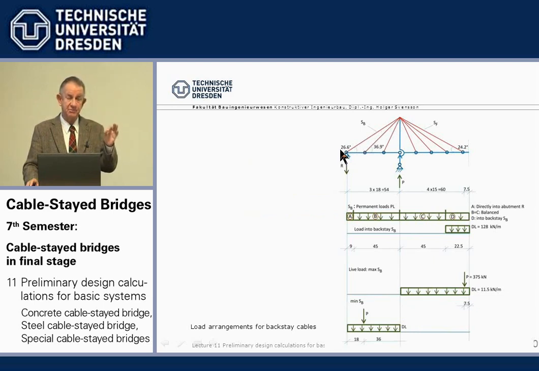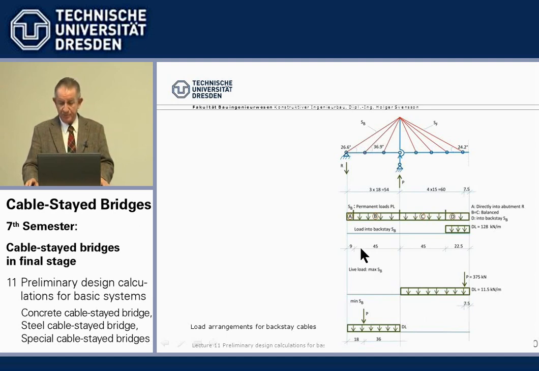Now, the deformation and basically the behavior of a cable-stayed bridge is governed by the backstay cables, because the backstay cables keep the tower head in place, retain the tower head, to which all other cables run. So the movement and deflection of the tower head governs the deflection behavior of the whole cable-stayed bridge. I repeat, the backstay cables govern the behavior of a cable-stayed bridge.